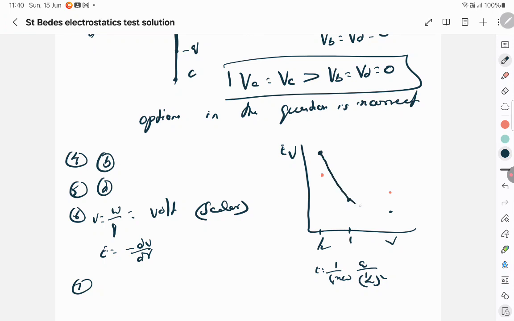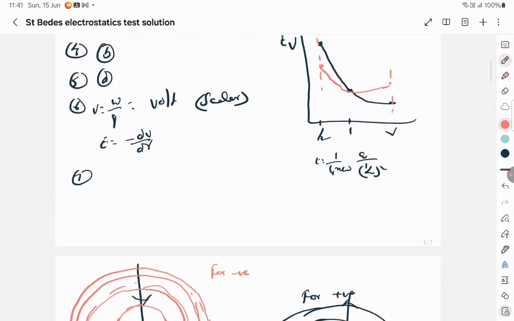Has to be like this and like this. And for the potential, it has to be like this and like this. Ideally, you should compare at one point. That is not given in any of the graphs. They're all rough graphs. Anyway, D is the right answer. So let's go to the next question.